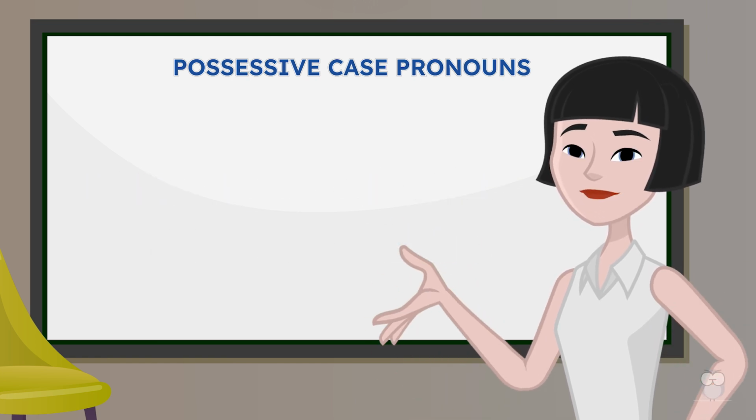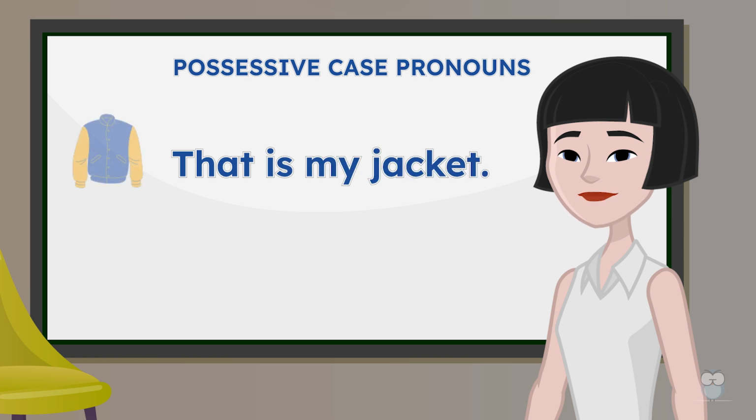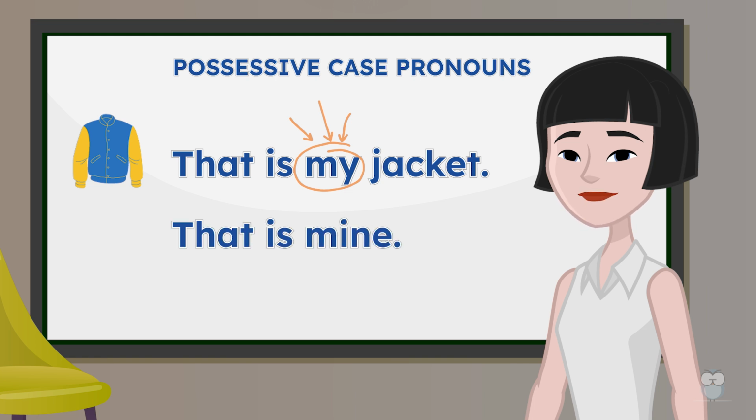And watch this. If we said, "That is my jacket," we have the word my as a possessive adjective, describing the jacket. But we could just simplify things with a possessive pronoun and say, "That is mine." Mine is your possessive pronoun.